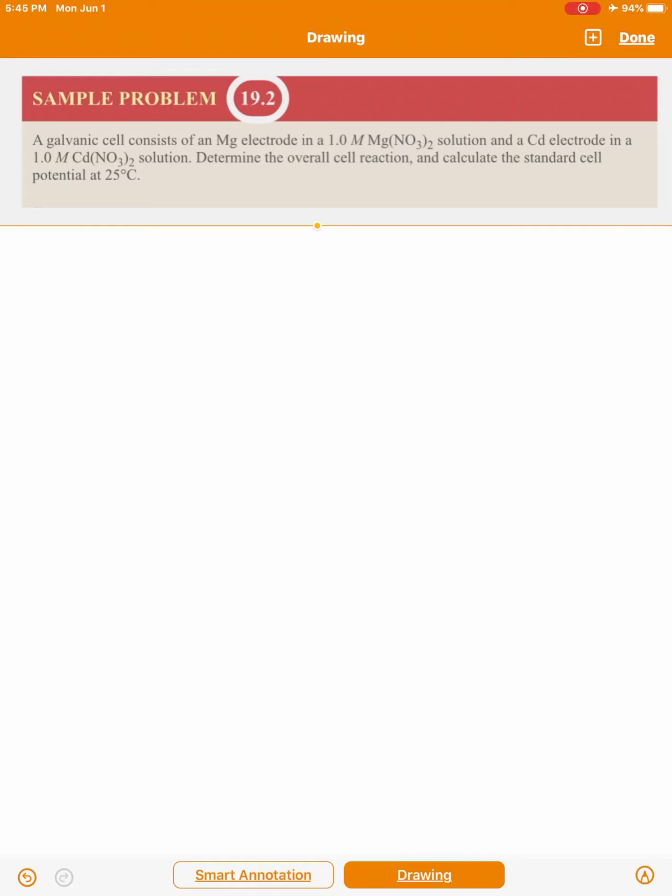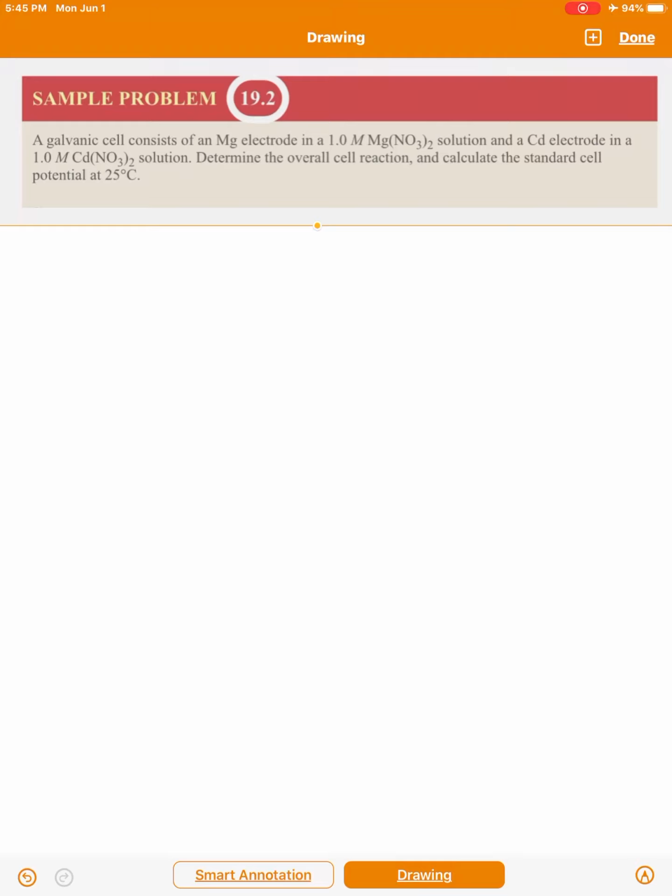So a couple comments about this. The concentrations of 1 molar are not going to be used in the calculation, but that number is there to remind us that we can use standard cell potentials because any ions are 1 molar. The electroactive ions, which are cadmium and magnesium, have a concentration of 1 molar. So we'll use the standard reduction potentials.